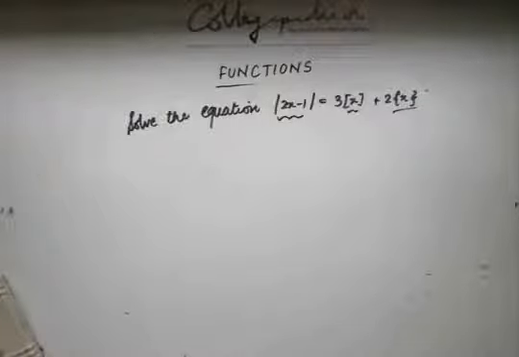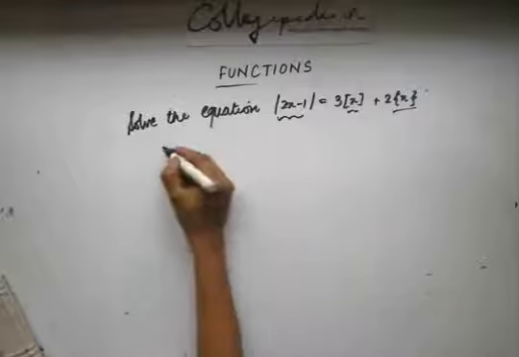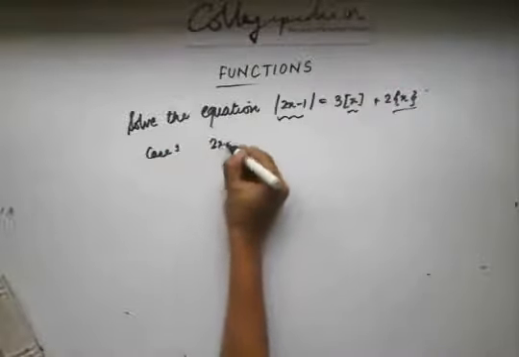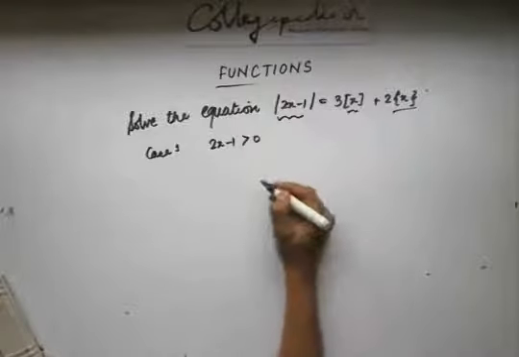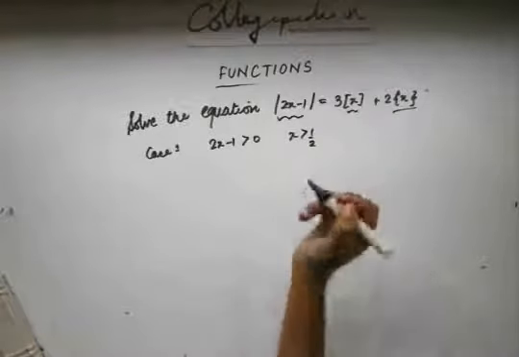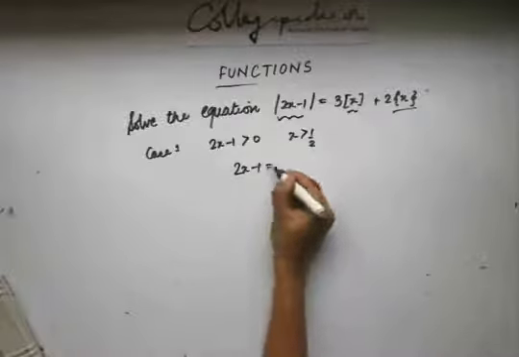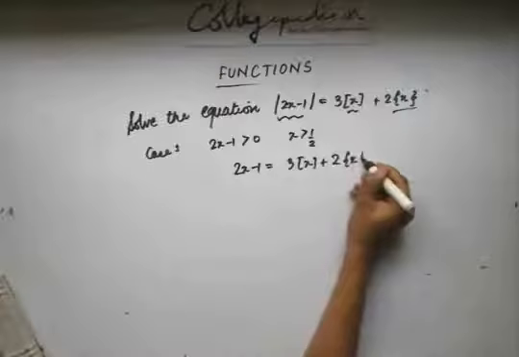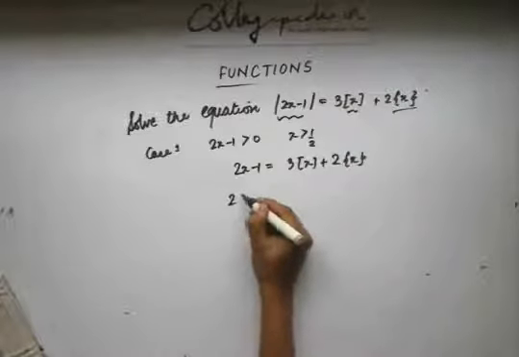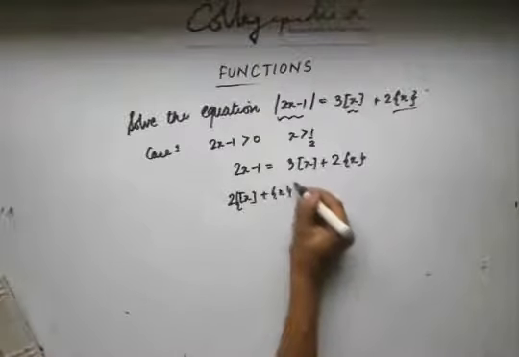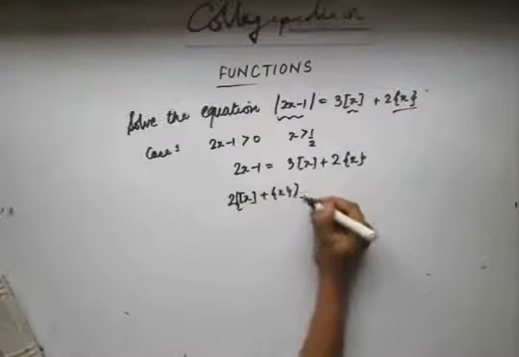Here, let's assume, in the first case, that 2x minus 1 is greater than 0. That means x has to be greater than half. If 2x minus 1 is greater than 0, I can write it as 2x minus 1 equals 3 times box of x plus 2 times fractional part of x. Now this x, I can write as box of x plus fractional part of x, right?